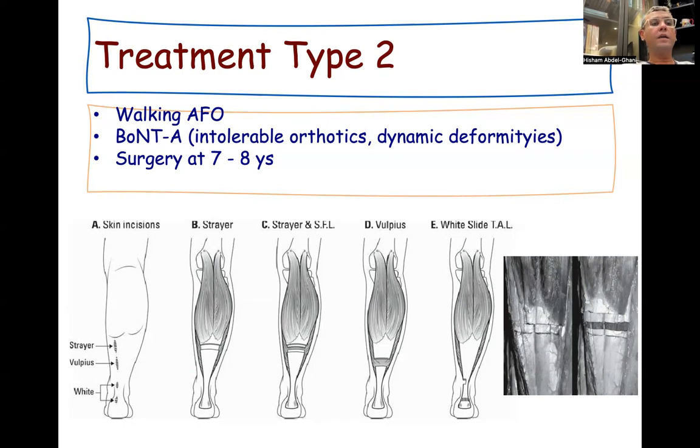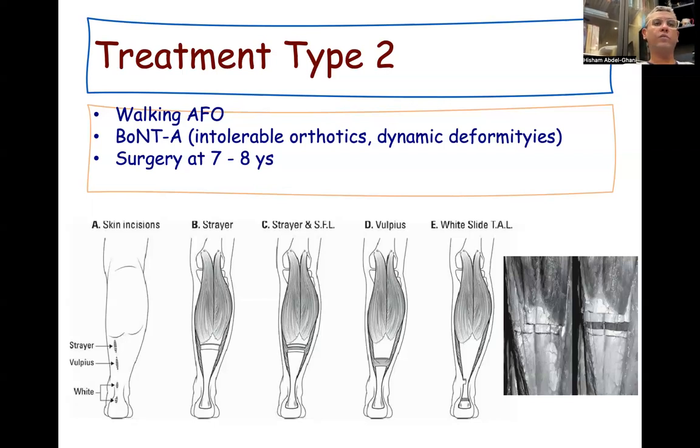Surgery is the final treatment for shortening of the plantar flexor, and we have to target the shortened muscle. If there is shortening of the gastrocnemius, we have to lengthen only the gastrocnemius.